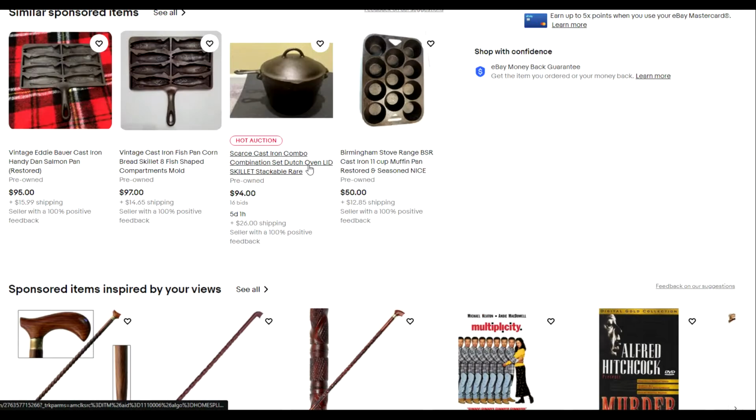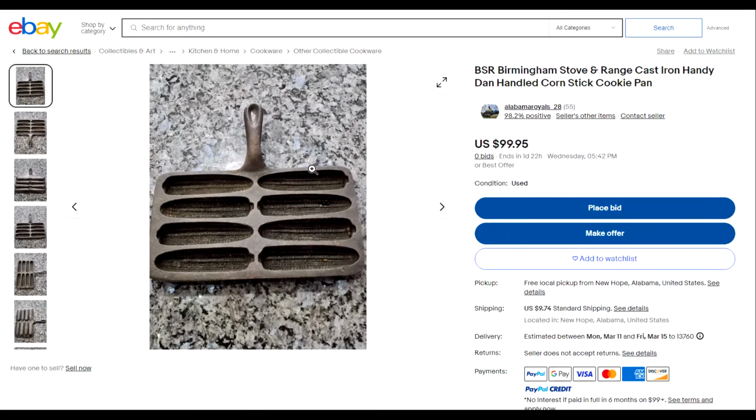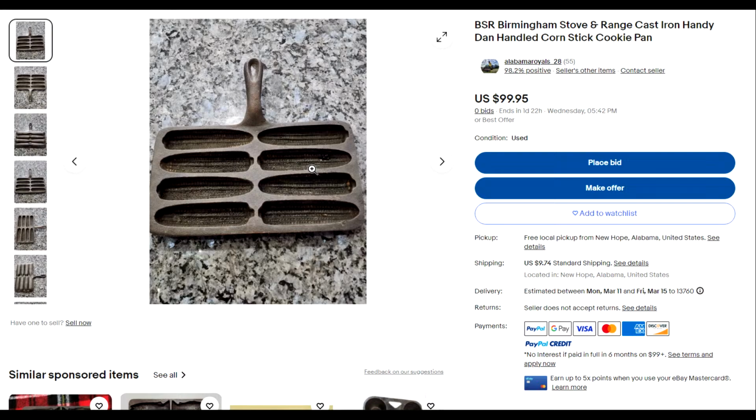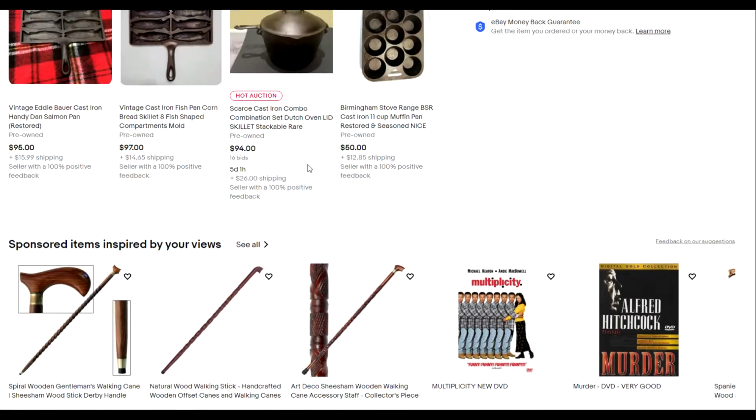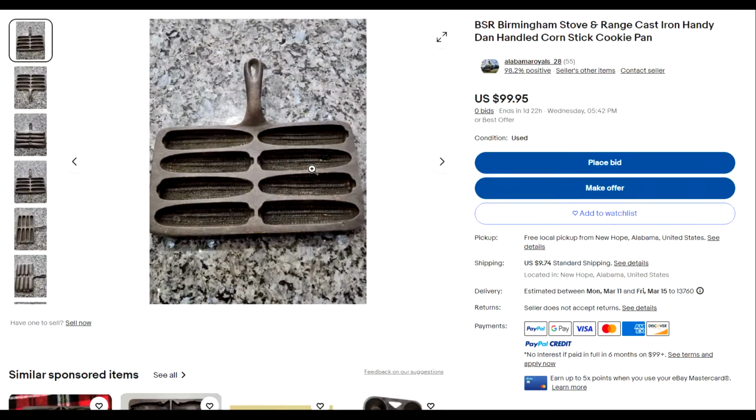This all suggests that these guys know enough that this is the Handy Dan cornstick pan, but I'd say they don't have any special knowledge of it any more than most eBay sellers would have. And again, I'm not going to criticize them for that. Granted, you've got to be a real cast iron geek like maybe me to really recognize right at first glance what a special pan the Handy Dan cornstick pan was or is.